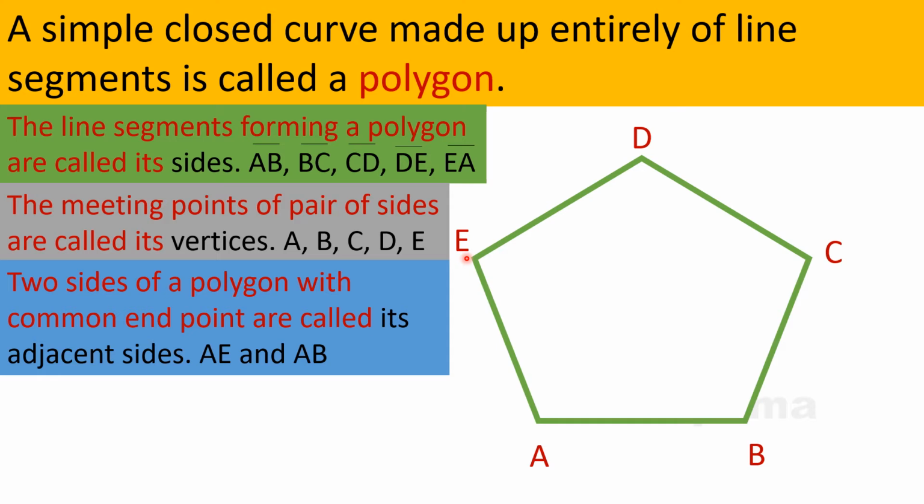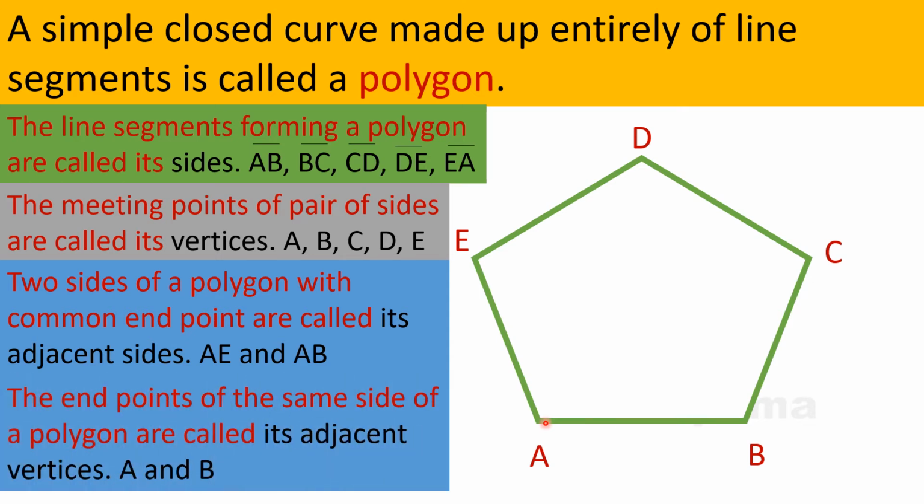Next one is two sides of a polygon with common endpoints are called its adjacent sides. Understand this. Two sides, for example AB and AE, and the common endpoint is this A. So these are called adjacent sides. In similar way, there are adjacent vertices too. See here, the endpoints of the same side of a polygon are called its adjacent vertices. For example, A and B.